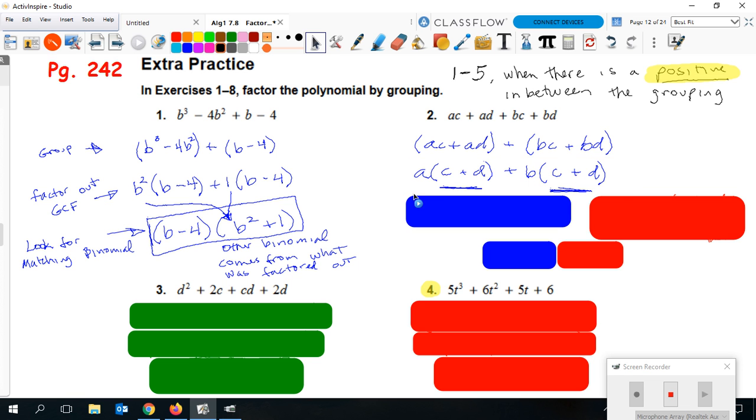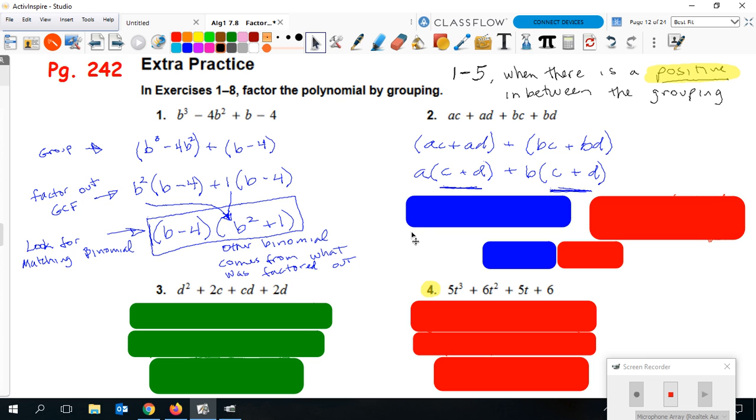So A comes out. Now you have a C plus D. Sorry, if you factor out A, you have a C plus D. Factor out B, you have another C plus D. So the matching binomial here is the C plus D. You can see that matches, and that's why I underlined them there. So factoring by grouping is working.